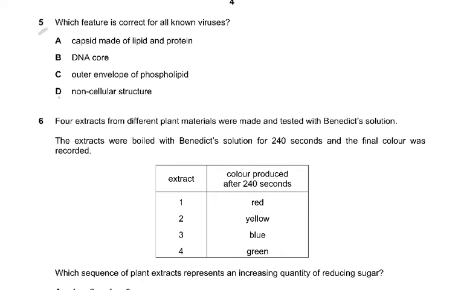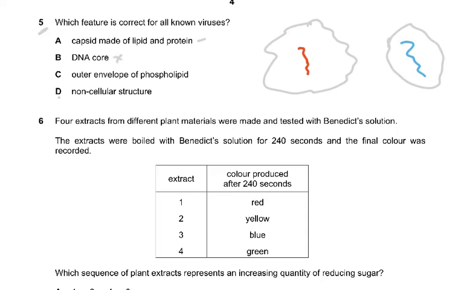Now, question number 5: which feature is correct for all known viruses? Capsid made of lipid and protein. Well, we've studied that there's a protein coat, and inside it there can be a DNA strand or an RNA strand. So there's a protein coat and the DNA or an RNA strand. So DNA core, I would say this was wrong. Why? Because it can be DNA or RNA. Capsid made of lipid and protein, no, it's a protein coat. Outer envelope of phospholipid, no, that's not present in every virus.